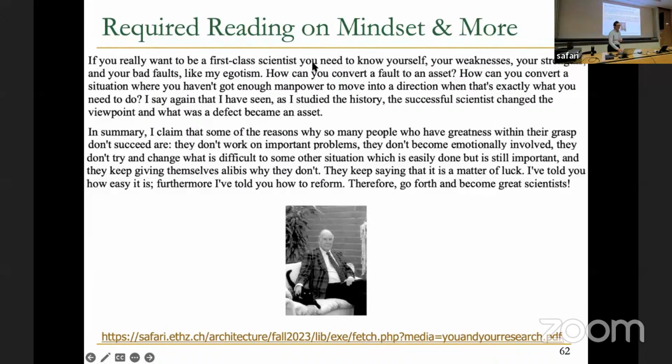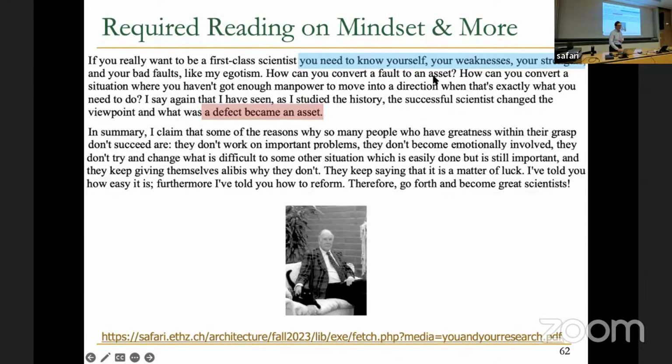If you really want to be a first-class scientist, you need to know yourself, your weaknesses, your strengths. It's like the critical analysis that we're going to do in this course for papers. So you just apply it to yourself. I think a lot of the principles that we apply in this course to papers apply to everything else that is done, not necessarily technical things, everything essentially, and your bad faults, etc. And basically, he says, question things and improve things. That's how I would summarize this paragraph.